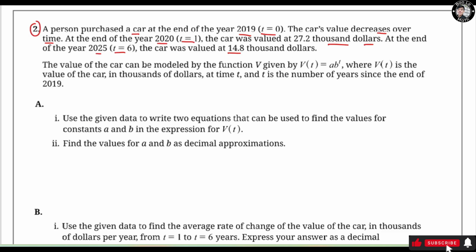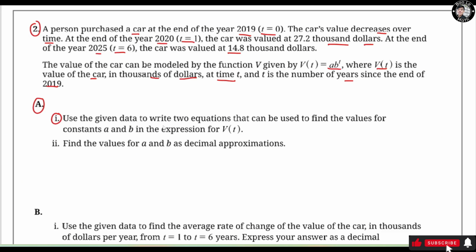The value of the car can be modeled by the function v, given by v of t equals a times b raised to the t, where v of t is the value of the car in thousands of dollars at time t, and t is the number of years since the end of 2019, right? Question A, I.